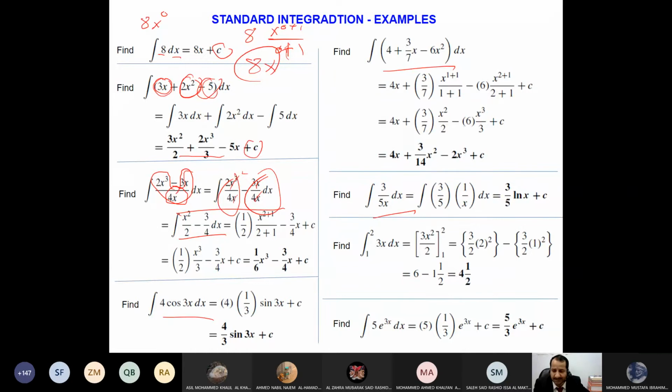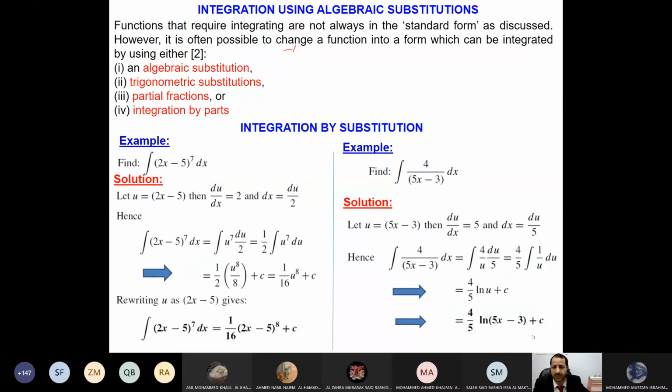Now the question is, what if my function is not a standard function? What should I do? I go for the techniques. Four main techniques have been studied: algebraic substitution, trigonometric substitution, partial fraction, and integration by parts. I'm still revising what you already studied in level 1, semester 1.